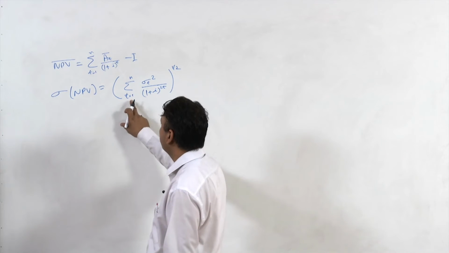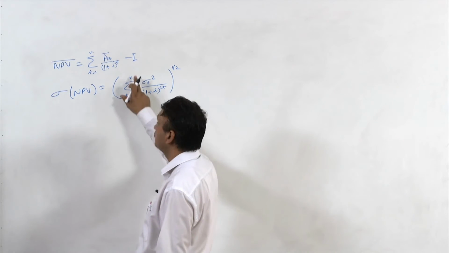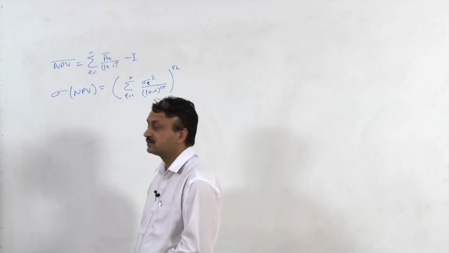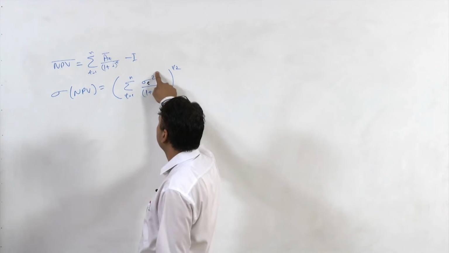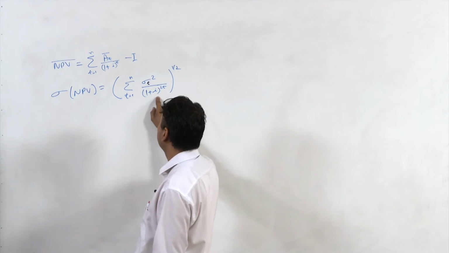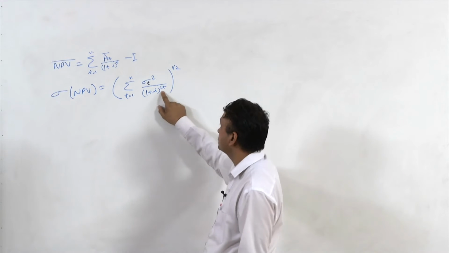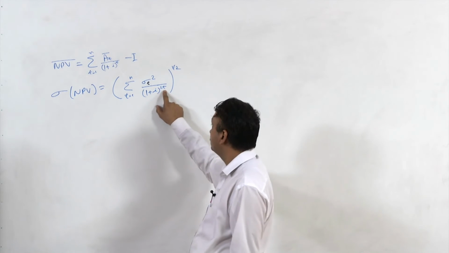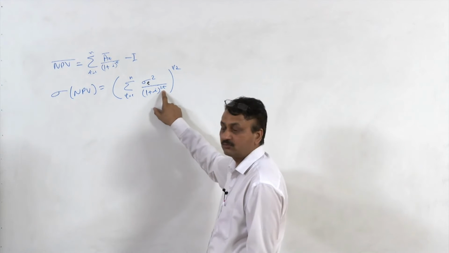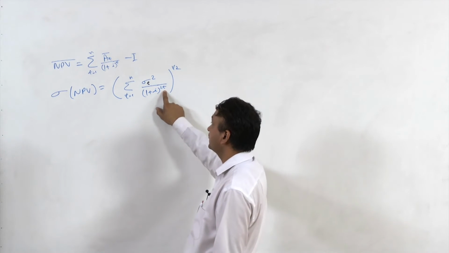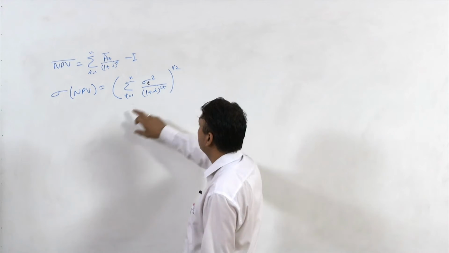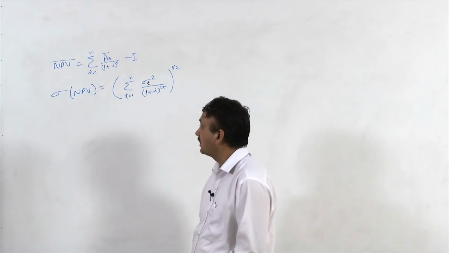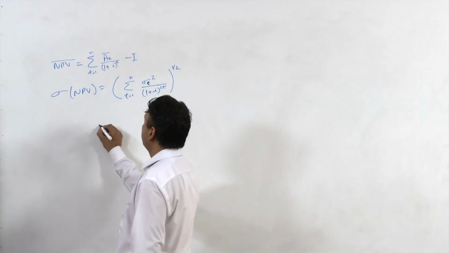This is the summation for t ranging from 1 to 4 of the variance divided by (1 plus i) to the power 2t. Keep in mind this is 2t, right. So, for the first year it would be 2, second year it would be 4, third year it would be 6 and for the fourth year it would be 8, right. So, you have to take the square root of this whole term, right. So, how to find this?